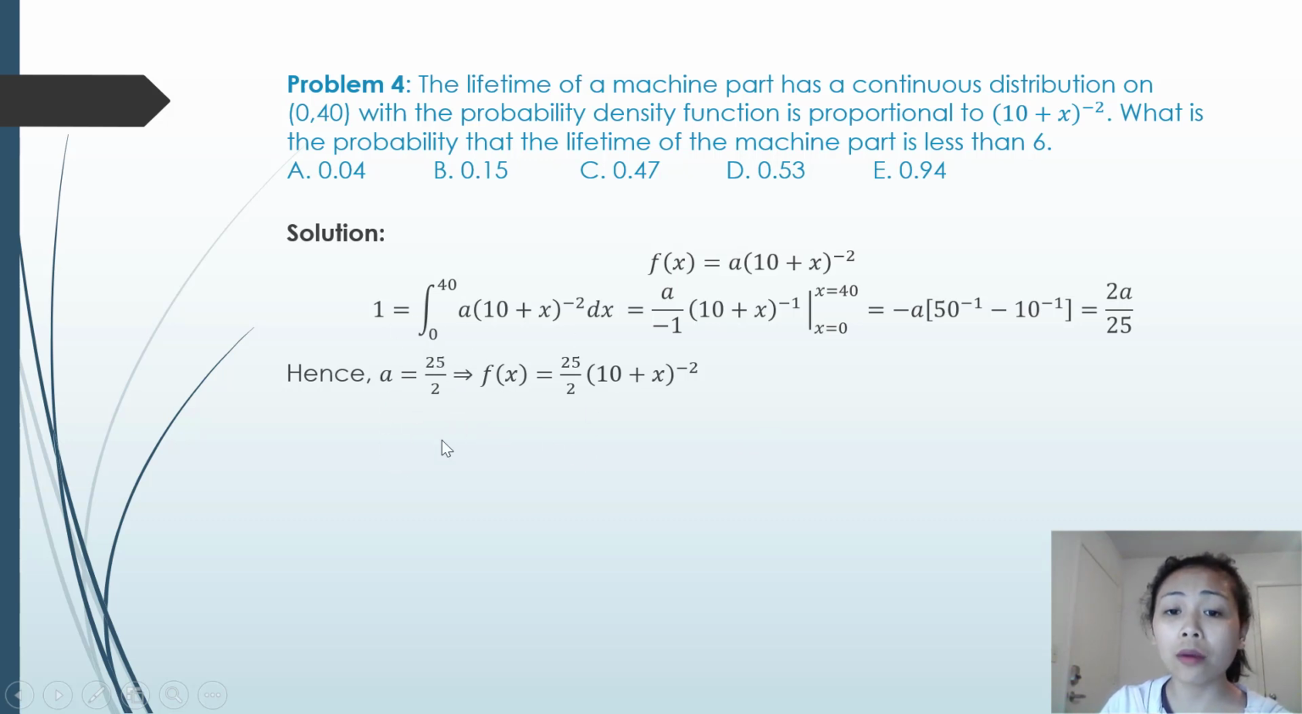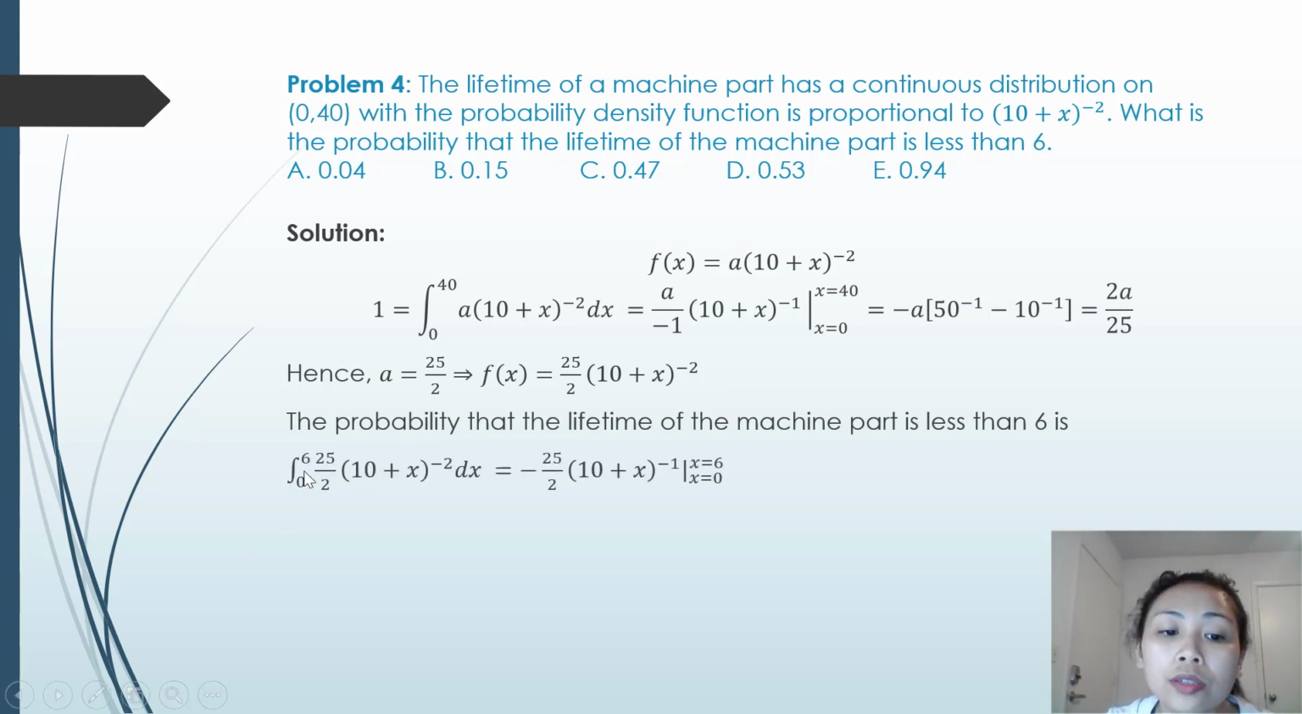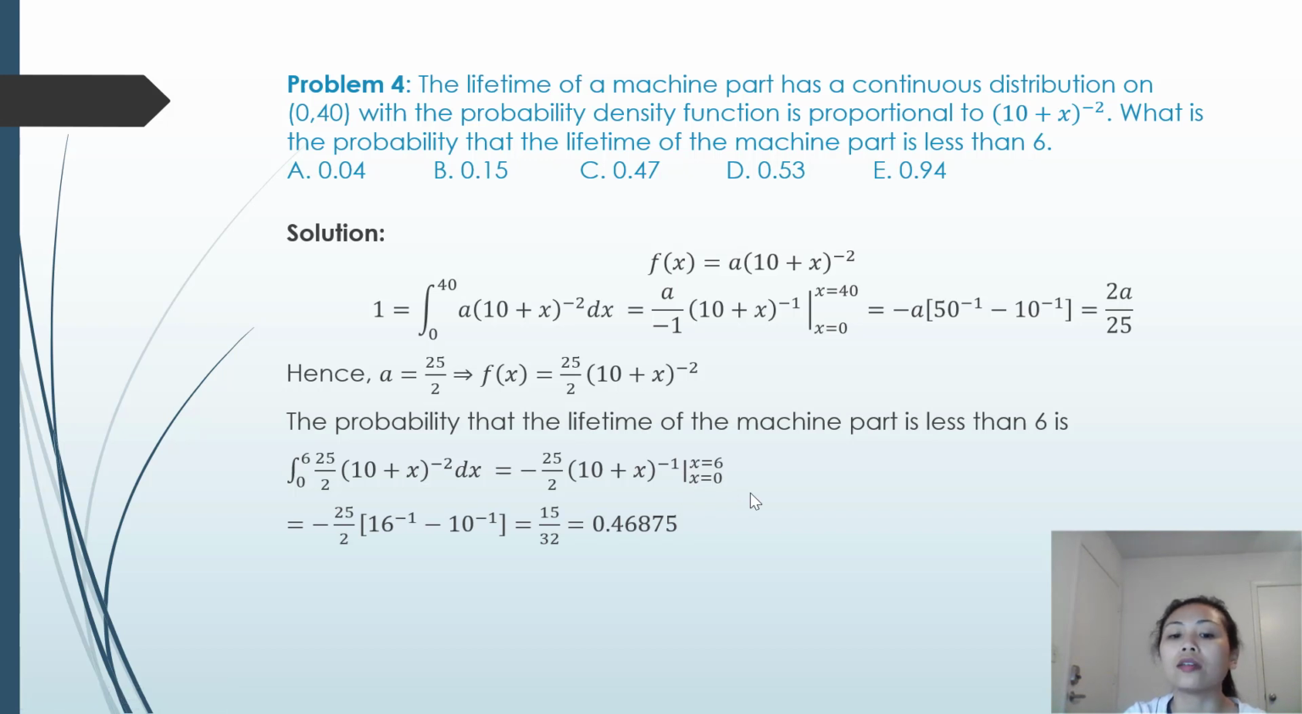Now we use a. The problem now becomes very easy. We basically should integrate from 0 to 6 using this PDF function. So the probability that the lifetime of the machine part is less than 6 is the integral from 0 to 6 of 25 over 2 (10 plus x) to the negative 2 dx. And this equals negative 25 over 2 (10 plus x) to the negative 1, evaluated from 0 to 6. So the answer is 0.46875. Rounded to 2 decimal places, we have 0.47. So answer C. So that's problem number 4.